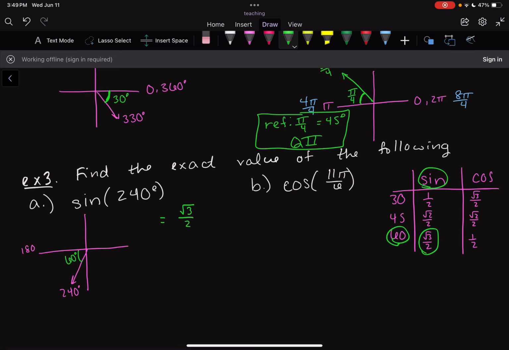But I have to check the sign. So remember I taught you in 1.4, all students take courses. So in quadrant 3, only tangent and its reciprocal are positive. So this one's going to have to be negative.